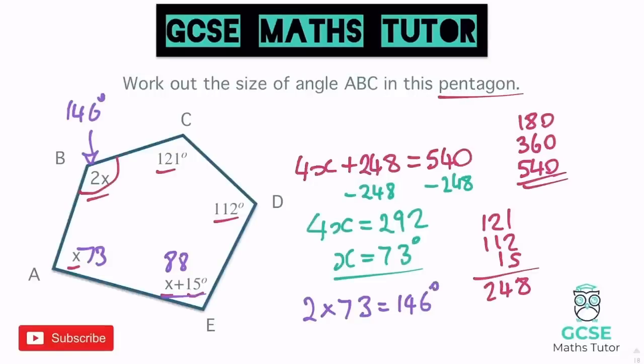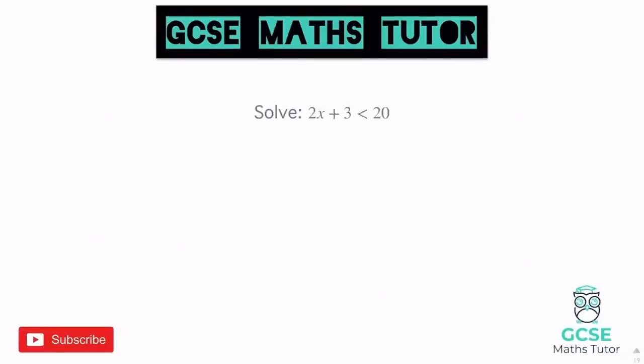but our final answer there is 146 degrees. Okay, so a nice quick one here, solving an inequality. Now this symbol shouldn't put you off here. It's an inequality, yes, but we're going to treat it exactly the same as if it was an equal sign. So before we saw a question like this where it was 2x plus 3 equals 20.